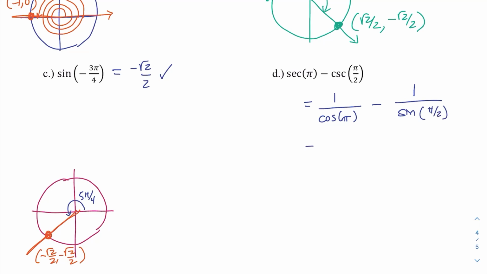So I go, well, what's cosine of pi? All right, unit circle time, draw my unit circle. Where's pi? It lives over here. So I need this point, which is negative 1 comma 0. So this is 1 over the x value.